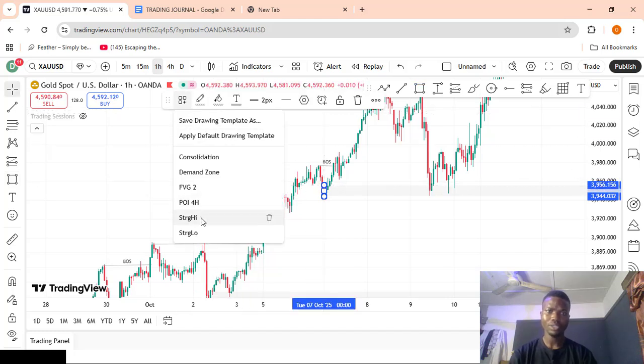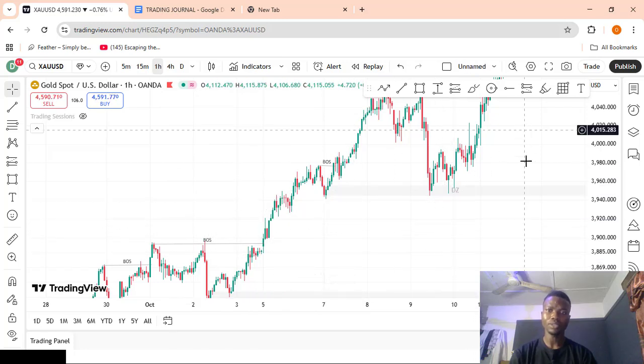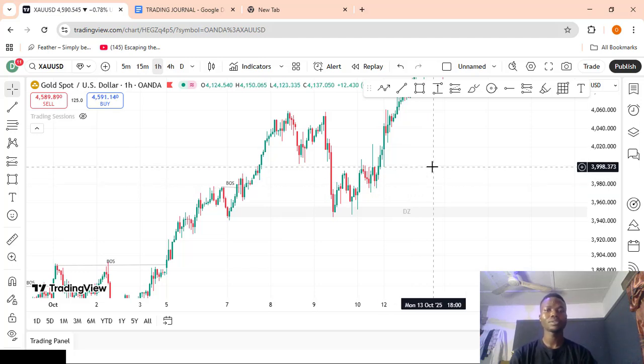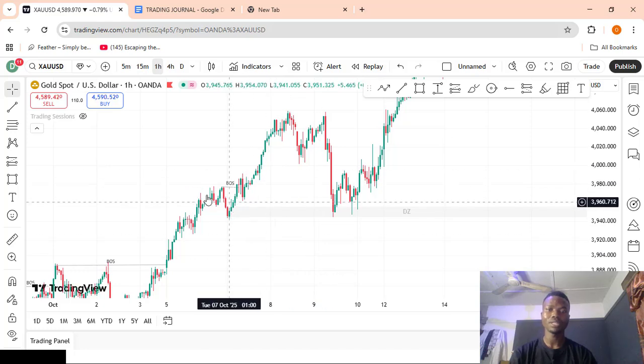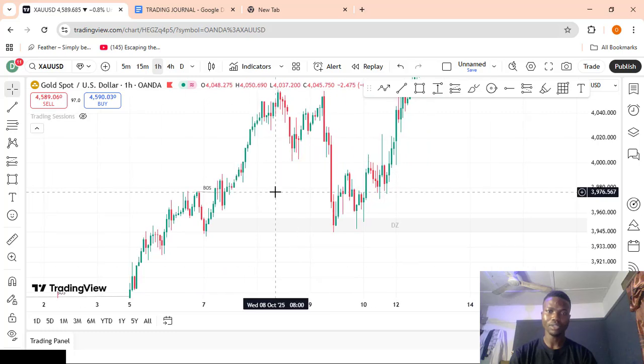One thing is that not all your demand areas will be respected. Price is likely to respect the previous demand area. So now look at what happened here.